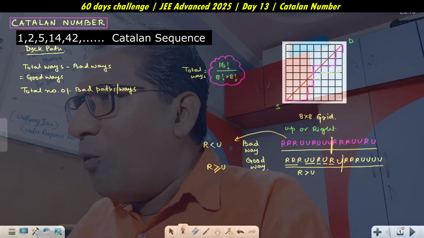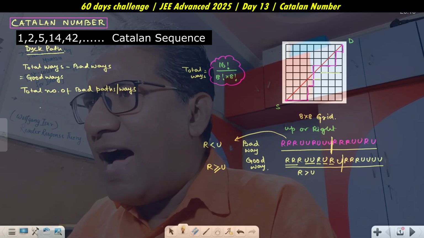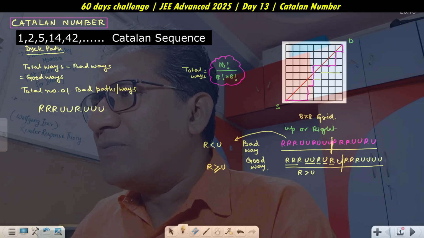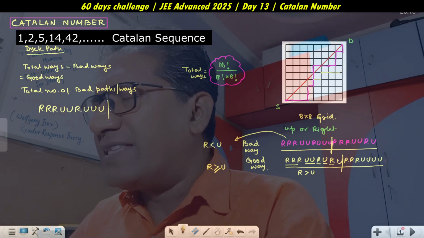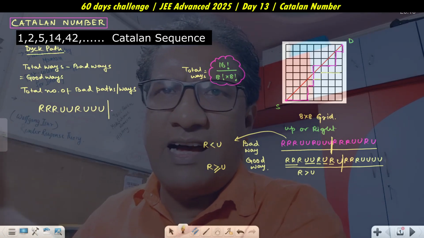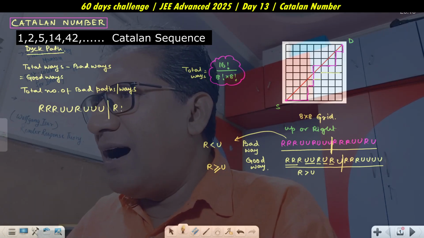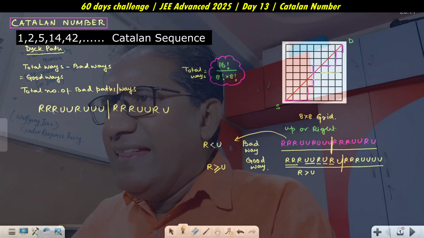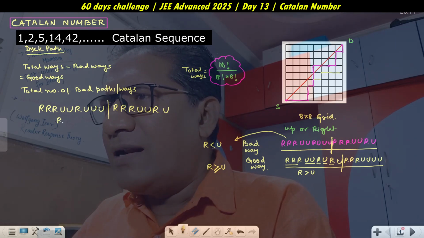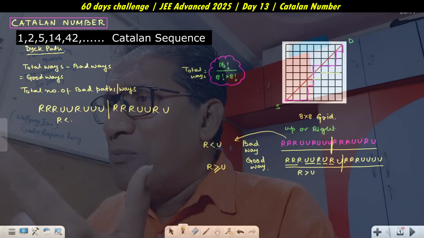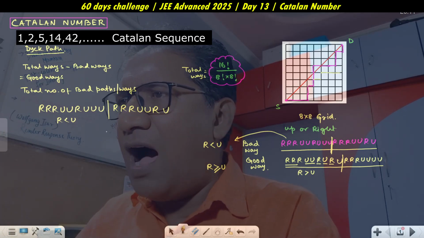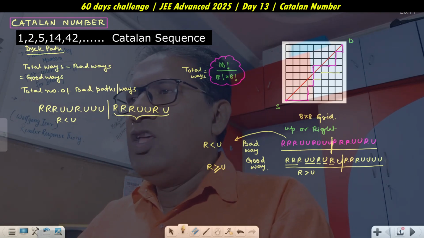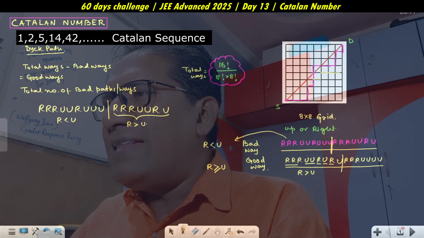So now, one of the bad paths is what I have written over here, RRR, the example that I have taken. Here I put a bar sign because this is the point where it is trespassing the diagonal. Then R, up. Okay. In this case, we will find that your right movement is less than the up movement. But here you see your right movement is greater than the up movement.